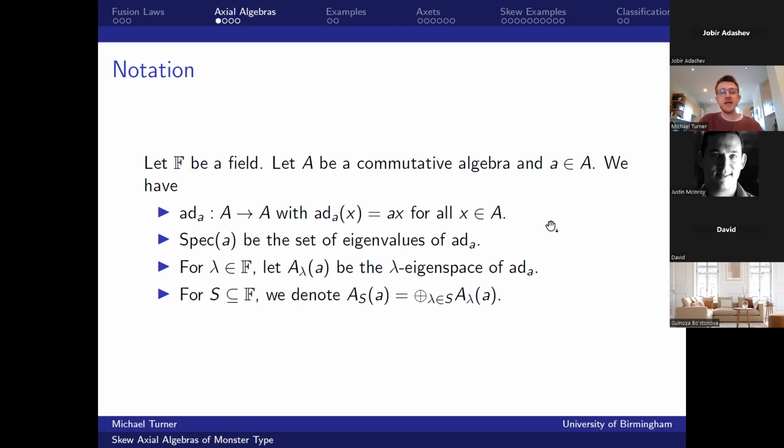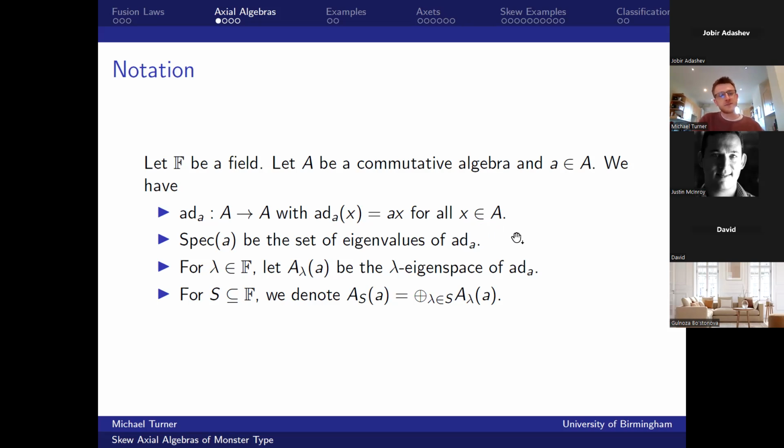We're going to let spec A be the set of eigenvalues of the adjoint map of A. Maybe just a note to say that I may get a bit sloppy with my notation and say eigenvalues of A or eigenvectors of A, but I actually mean an eigenvalue of the adjoint map, because A is a map rather than A being just a vector.